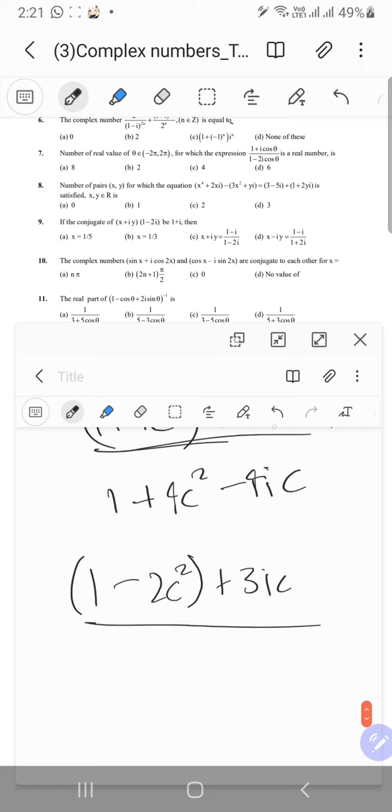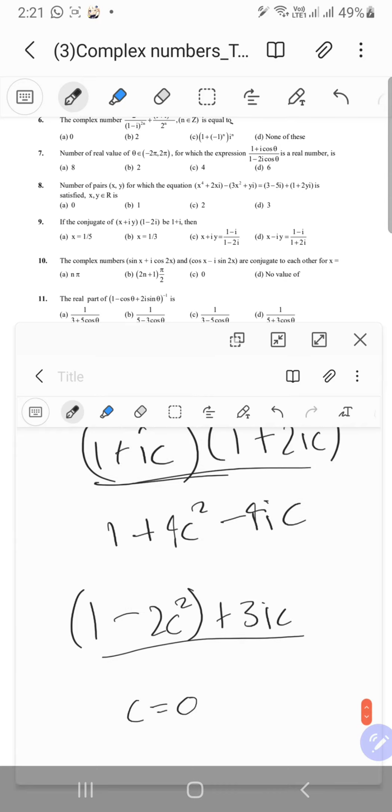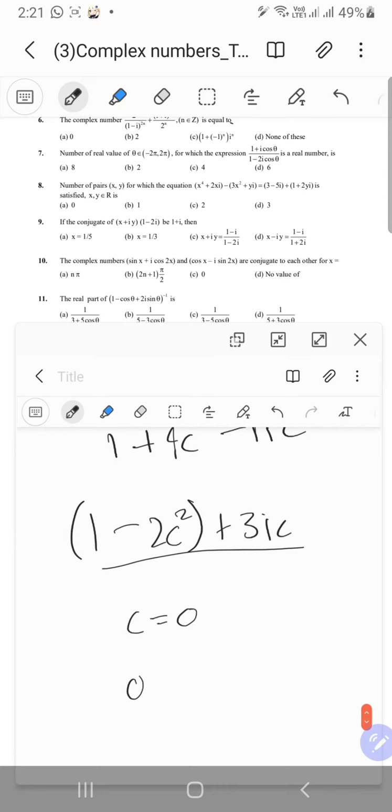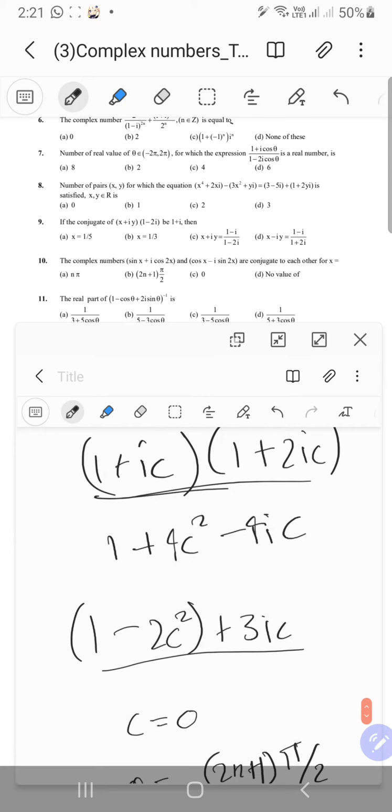So we want this to be a real number. In that case, this thing must be 0. Doesn't matter what this thing is. So we just want cosine theta to be 0. Nice. So our theta must be pi by 2. Well, not pi by 2. And 2n plus 1 into pi by 2. That's when it is 0, right?